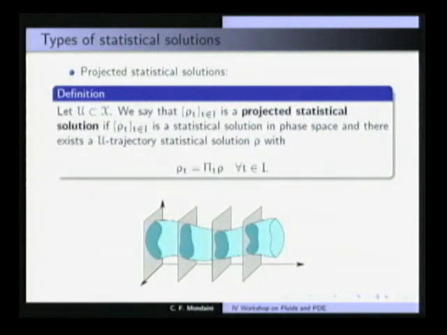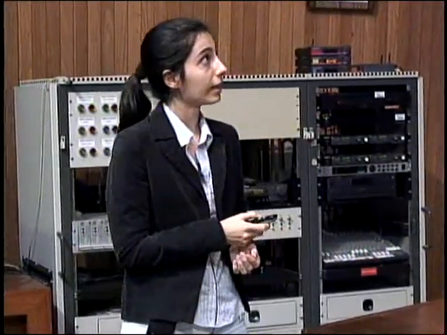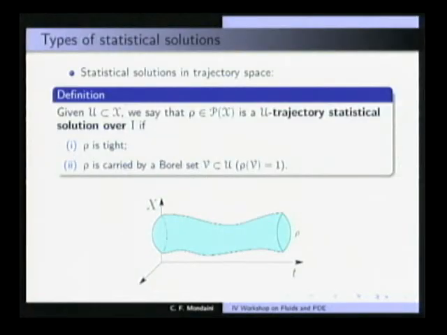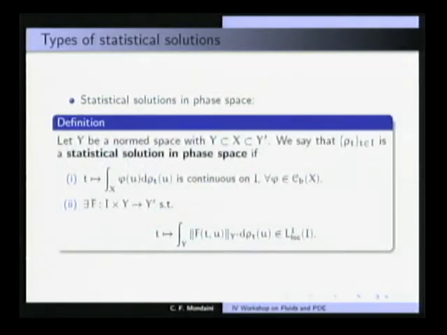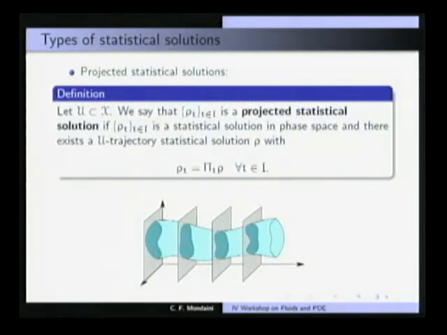And then, well, as in the results for the Navier-Stokes equations, we expect for our abstract definitions to have that every trajectory statistical solution, when projected at each time, would give you a statistical solution in phase space. And this can indeed be proved in our case. And then finally, we have the definition of a projected statistical solution, which would be a family of measures rho t which is projected from some trajectory statistical solution. Note that not every statistical solution in phase space is projected. It's not guaranteed that it is projected from some trajectory statistical solution.